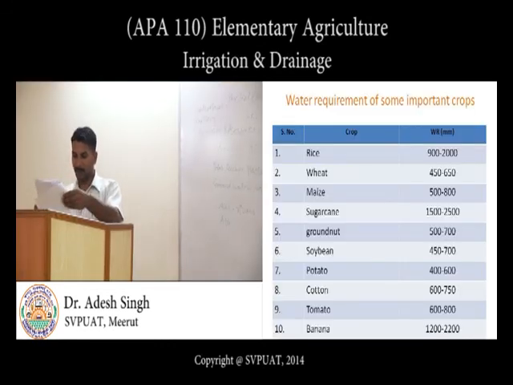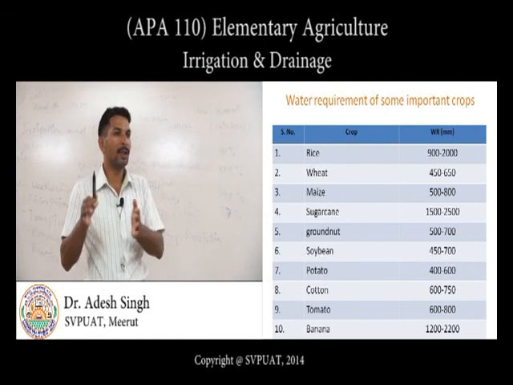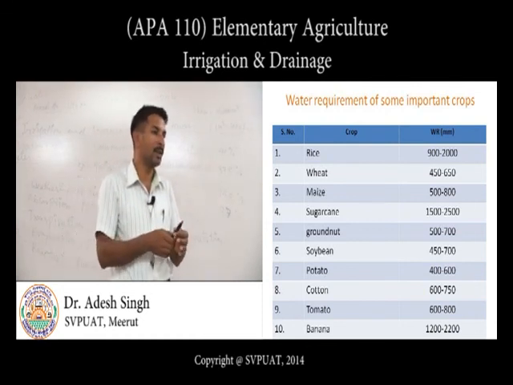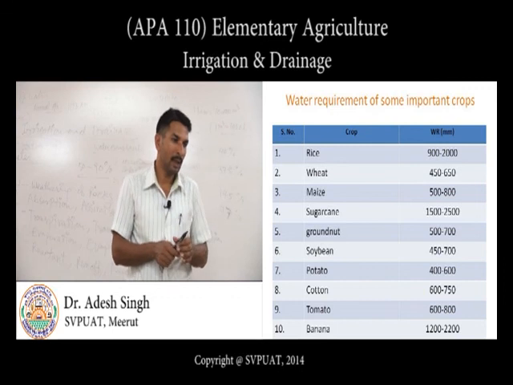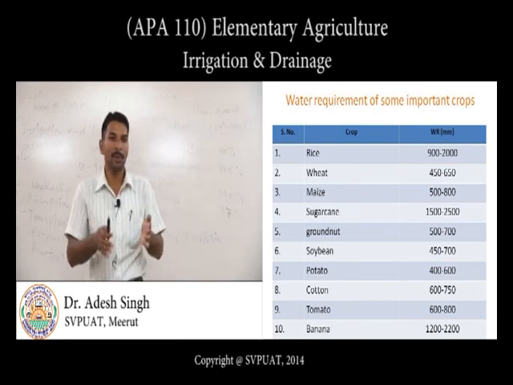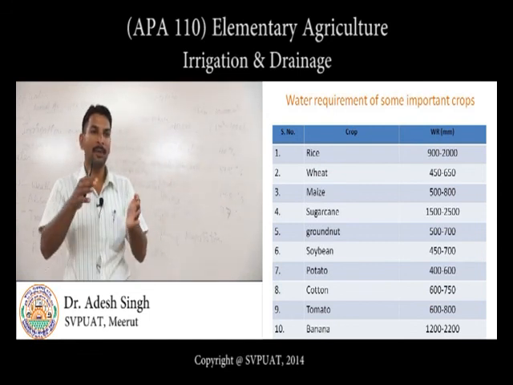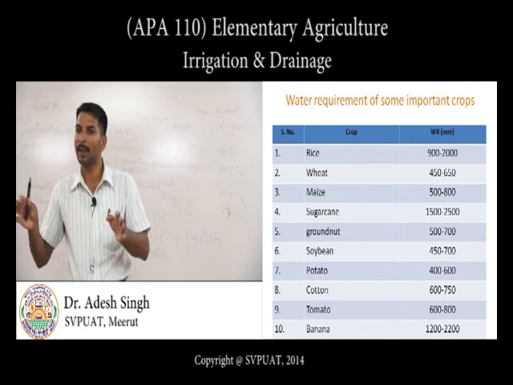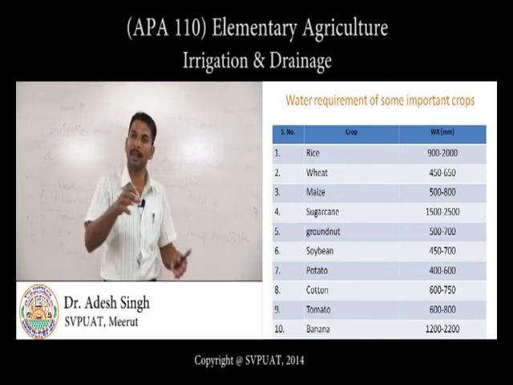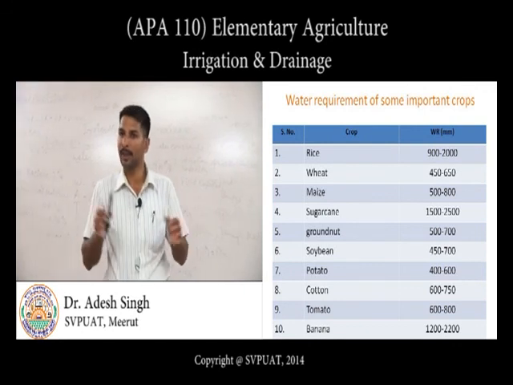Then note down the water requirement of some important crops. Means water requirement can vary due to the soil type, due to the situation of the growing, the topography of the land, and the season of growing. Means the same crop can be grown in the Kharif season, and the same crop can also be grown in the Rabi or summer season, then the water requirement of the same crop can also vary. If the same crop is grown in sandy soil and in clay soil, then the water requirement can also vary.